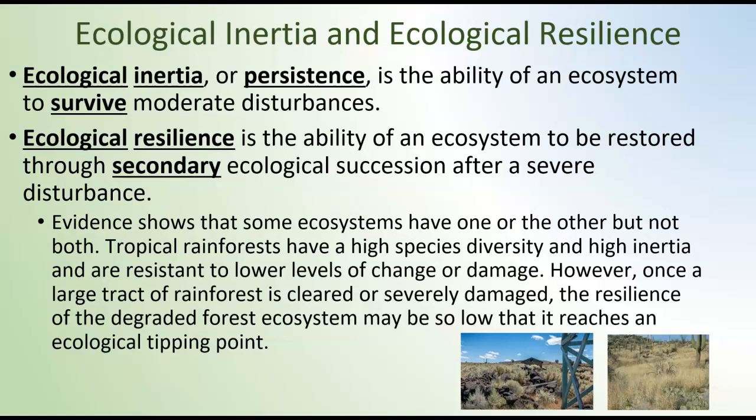Evidence shows that some ecosystems have one or the other, but not both. Tropical rainforests, for example, have high species diversity and high inertia and are resistant to low levels of change or damage. However, once a large tract of rainforest is cleared or damaged, the resilience of the degraded forest ecosystem may be so low that it reaches a tipping point and it's not able to recover and become what it once was as a tropical rainforest.